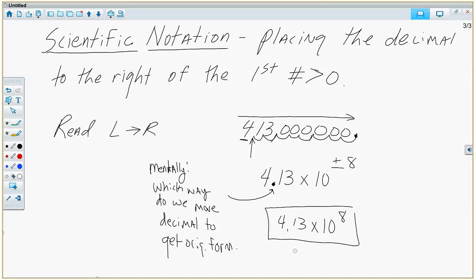Okay, so let's do another one. I'm going to leave everything up here because somebody's going to say, well, how'd you know to do that? And I'm going to point back to the definition and read from left to right. So let's do another. 0.0000417. All right, you do that.